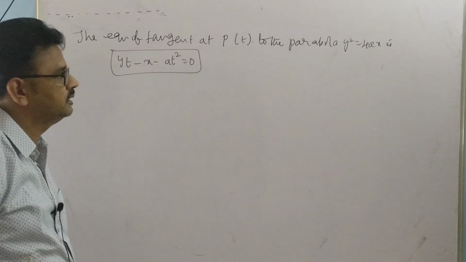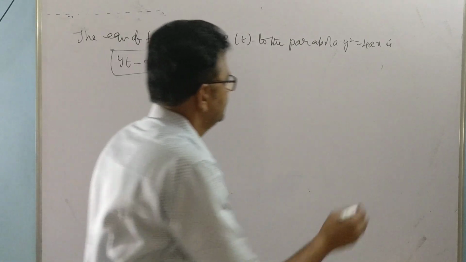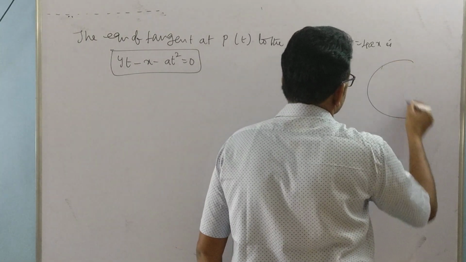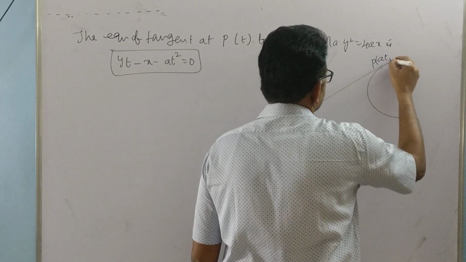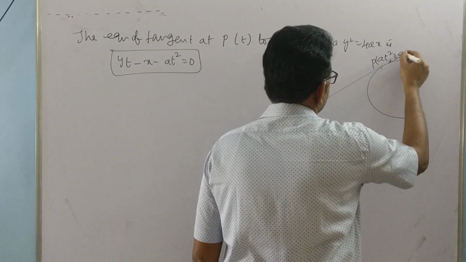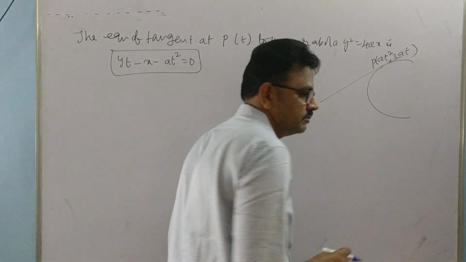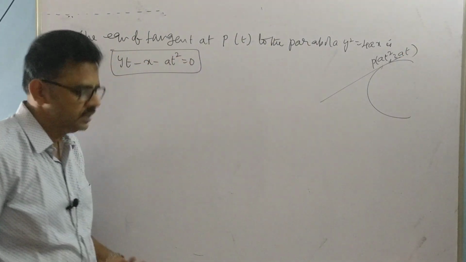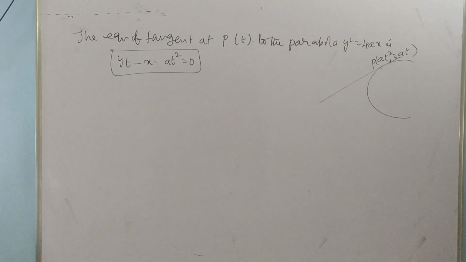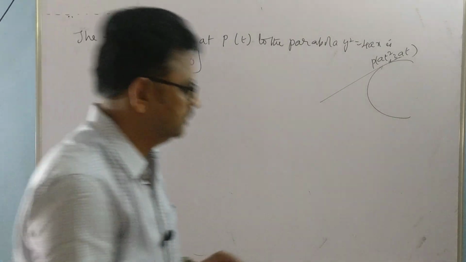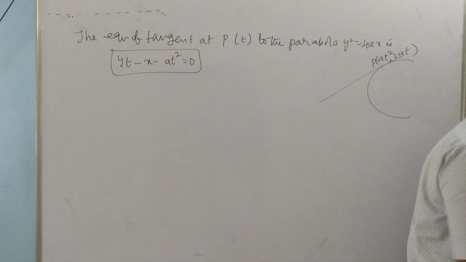Equation of tangent at the point t to the parabola y square equal to 4ax, where t is (at square, 2at). You know the tangent equation. What is the equation of tangent? Equation of tangent is S1 equal to 0.